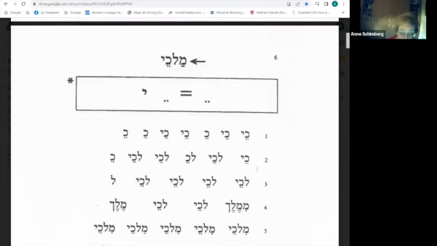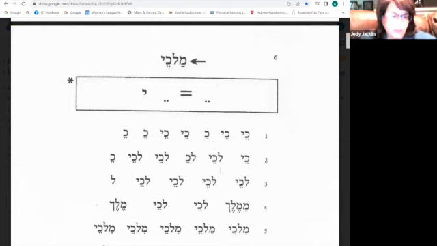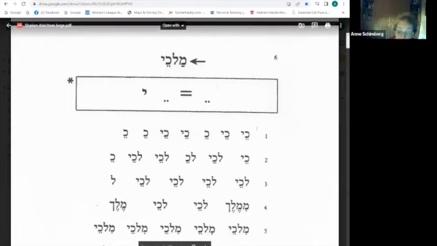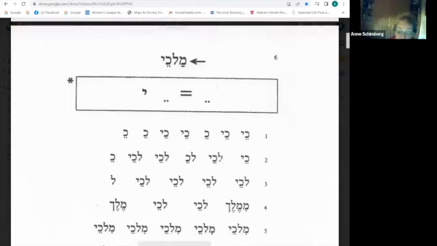Jody, read line 2 for us, please. Hey, leche, leche, leche, hey. Right. So Jody, you could hear her say it, just the l. That's your lamed. There's no vowel under there. You're not going to pronounce the vowel. You're just going to hear the sound of the lamed. L, l. So it's leche. Good. All righty.